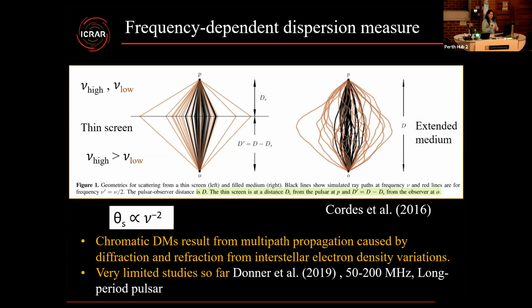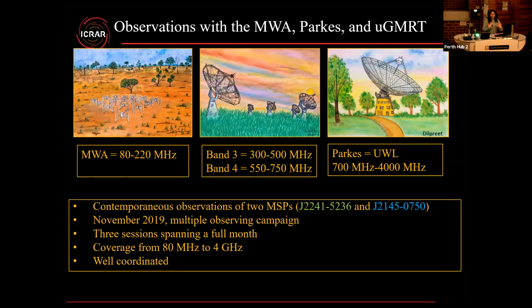The only one is at a very limited observing range from about 50 to 200 megahertz, and it was done on a normal pulsar, which is a separate class from millisecond pulsars, which are used for the PTA experiments. So this motivated me to take a multi-telescope observing campaign. Again, my paintings. So we contemporaneously observed this target from 80 megahertz to 4 gigahertz. So it's a huge frequency range.